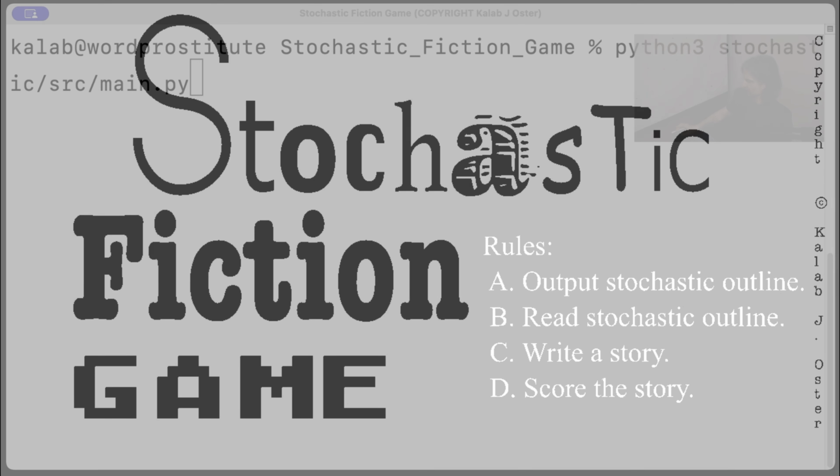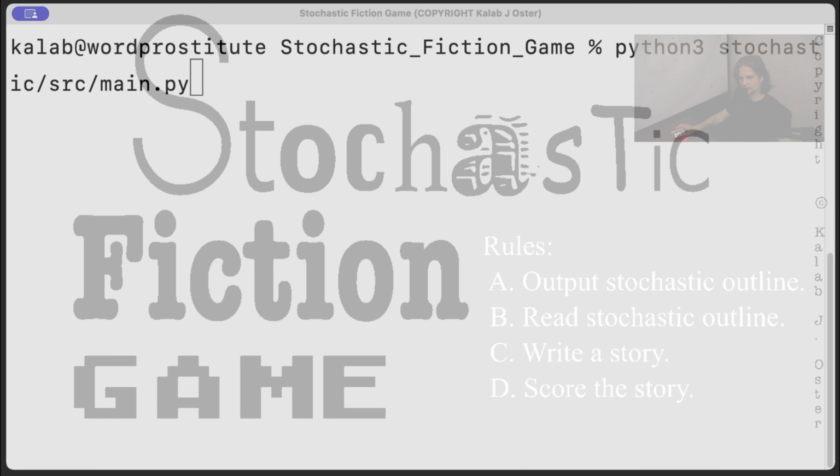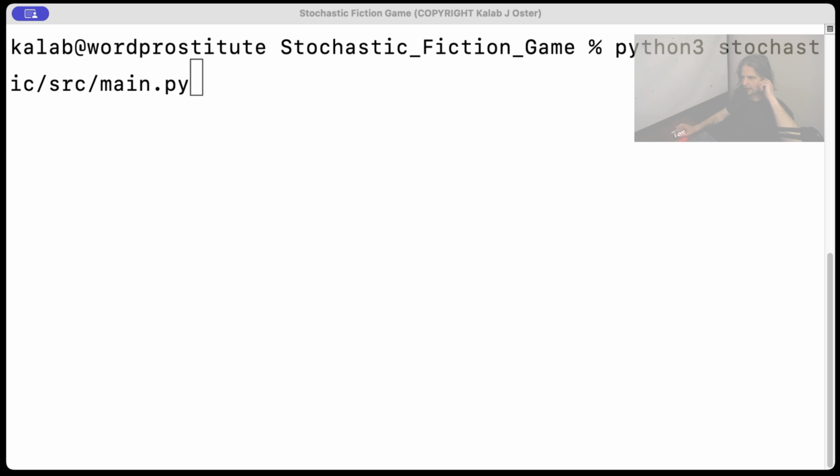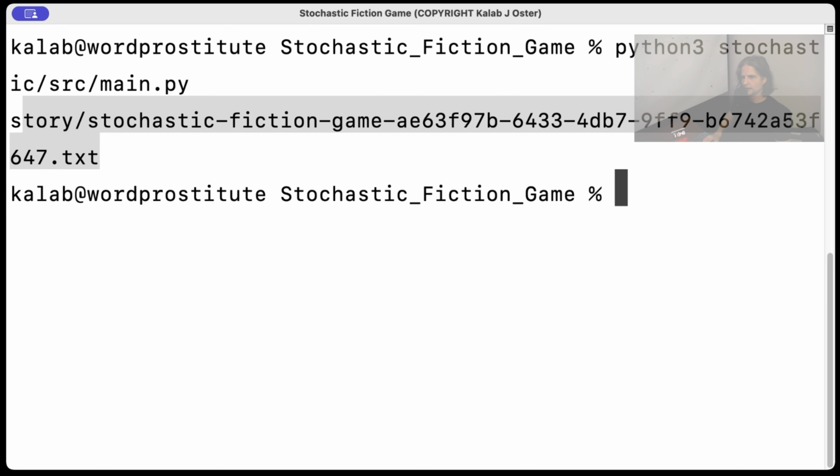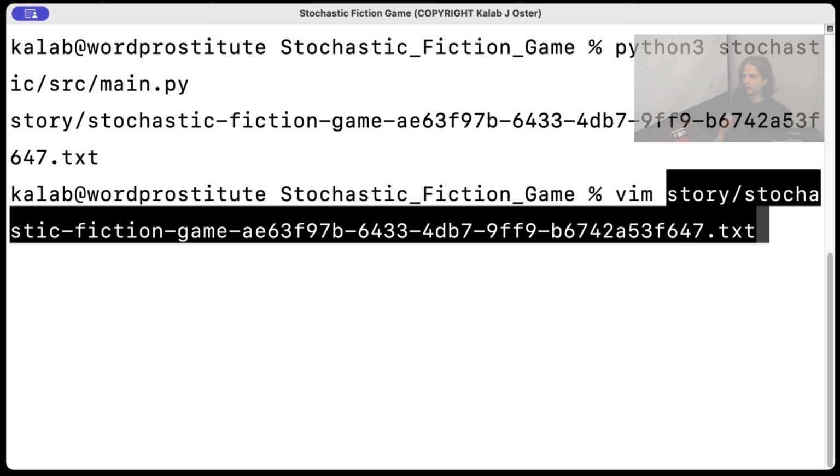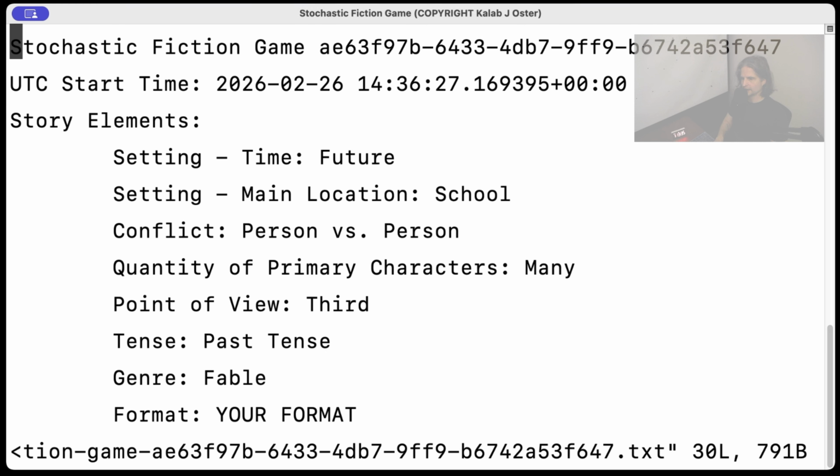The Stochastic Fiction Game is a timed writing game. I'm going to click that and see what time we got. An hour and 14 minutes to write a story. The story will be written upon these Stochastic Fiction outline story elements that are created right now in this file. I'm going to open up and look at these story elements, and within this time limit, about an hour and 13 minutes, we're going to create a story based upon the story elements in this file and read it and rate it at the end.